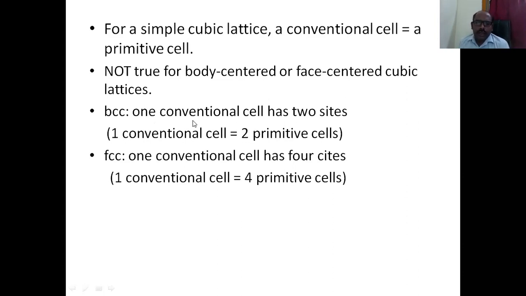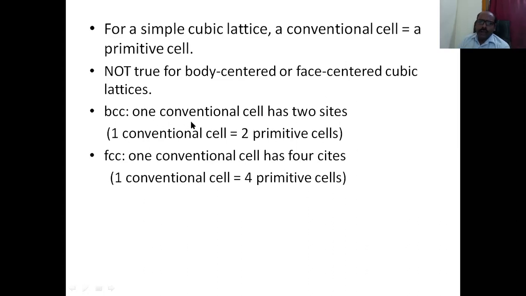So, it is a conventional cell, or it represents a Bravais lattice also, but it is not the primitive unit cell. Therefore, we have to identify the primitive unit cell in the BCC. After that, we have to take the corresponding basis vectors of that primitive unit cell. So again, a primitive unit cell contains one lattice point.